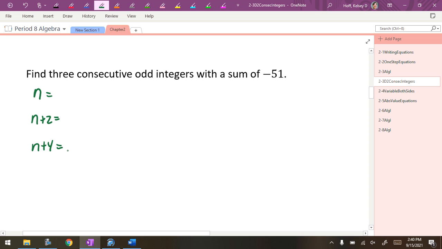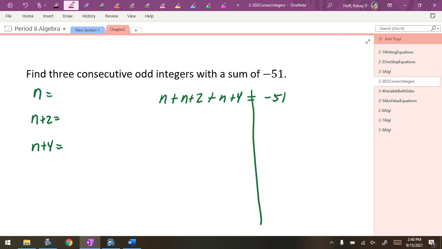Sum means add all of them up, which would look like n plus n plus 2 plus n plus 4 equals negative 51. All right, combine like terms. What do you got?